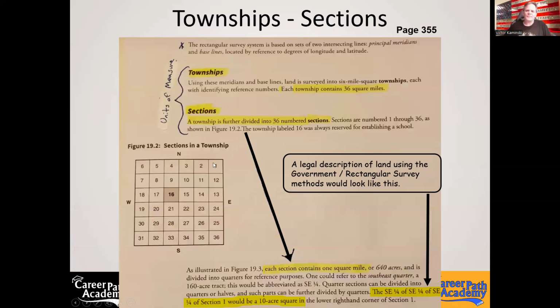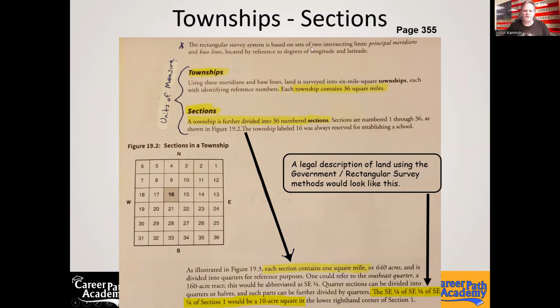So here, page 355, we could also do this highlight here. A township contains 36 square miles and sections. A township is further divided into 36 numbered sections. Then I got an arrow pointing down here. Each section contains 1 square mile. So I also put a bracket around here showing that townships and sections are units of measure.